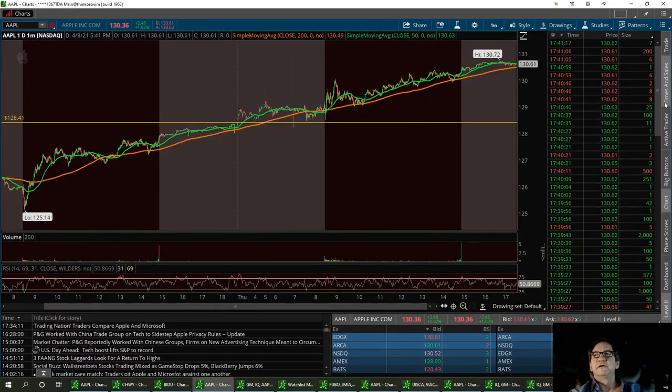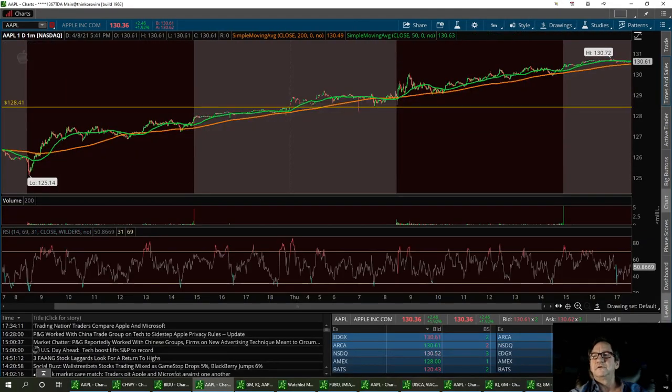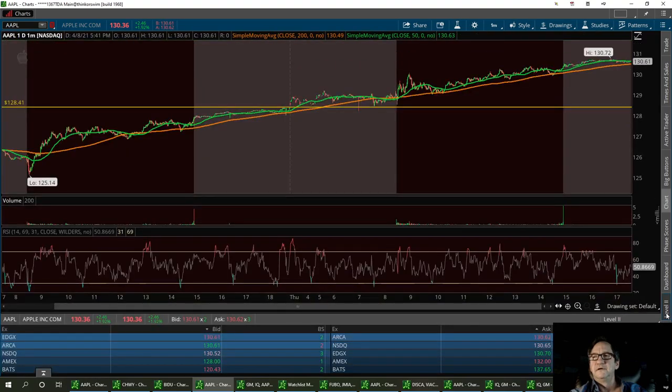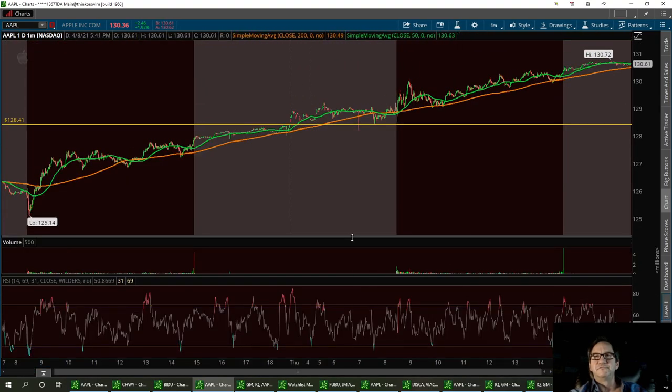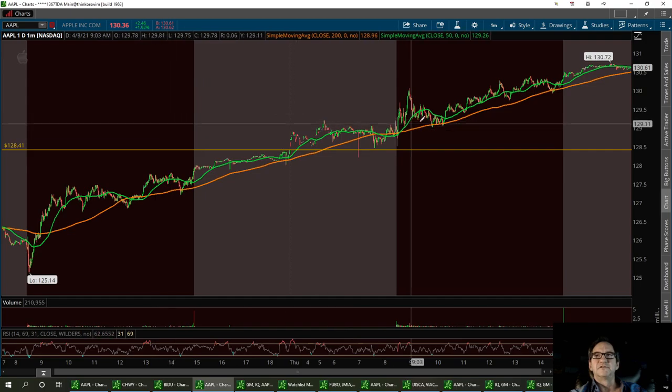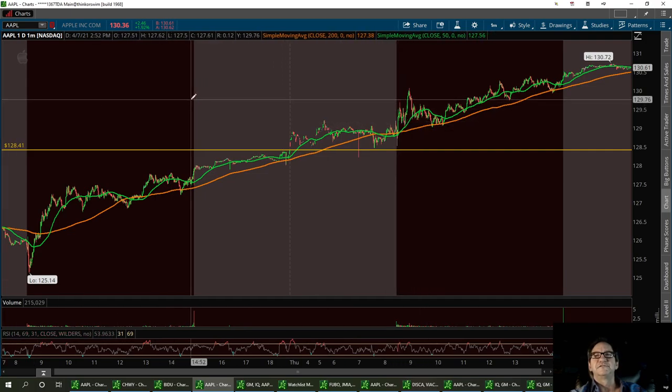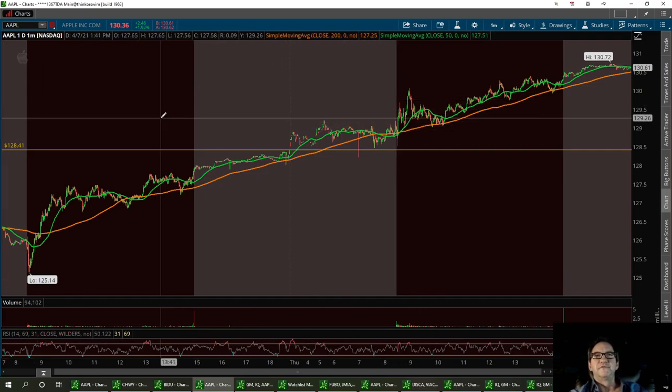I've got my SMA chart. This is Apple, SMA 50 and the 200. People that know how I trade, I like these moving averages on scalping and just looking for supports and resistance levels. I like to try to keep it simple, fresh, and clean.